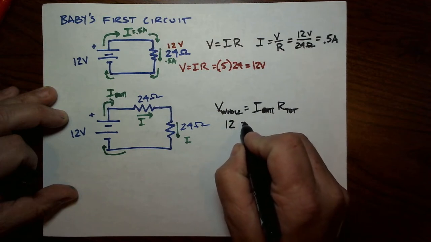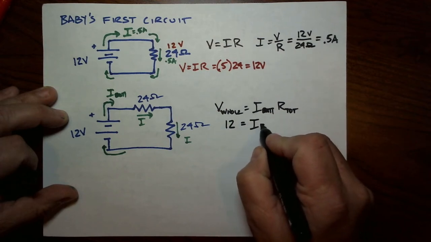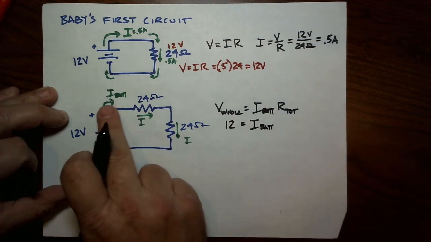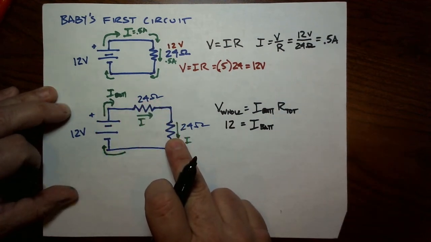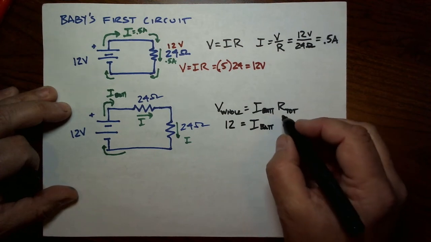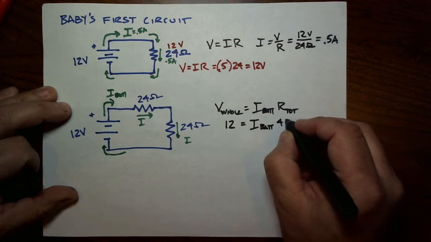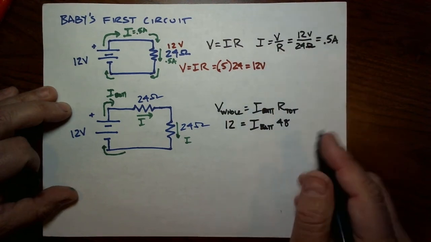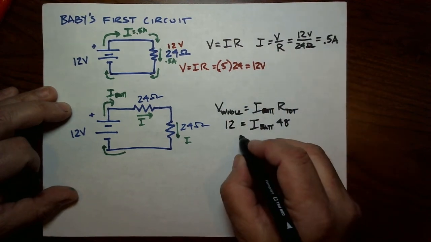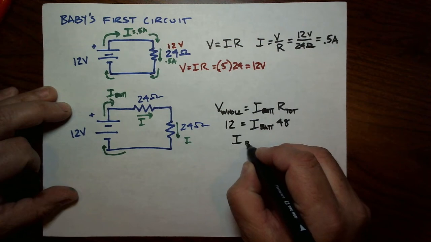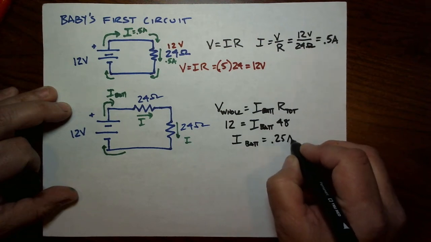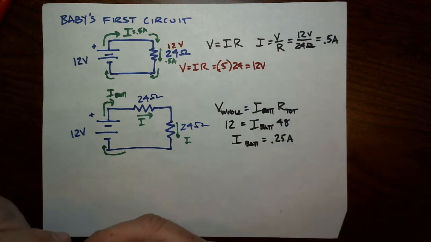It's 12 volts. The current coming out of the battery is currently unknown to us. And the total resistance, well, we go through a 24 and then we go through a 24. So the total amount of resistance is going to be 48 ohms. Or I could have done this thing up here and flipped these over to get 12 divided by 48. But either way, the current that comes out of the battery is going to be 0.25 amps.